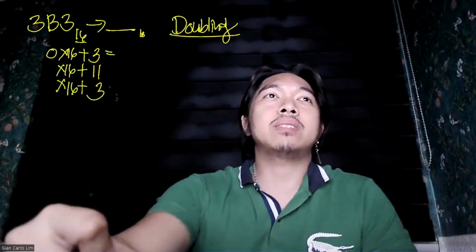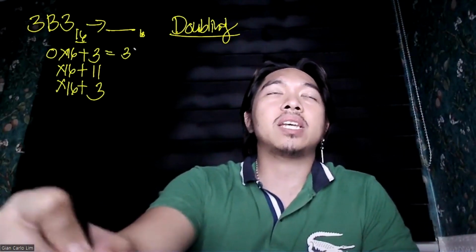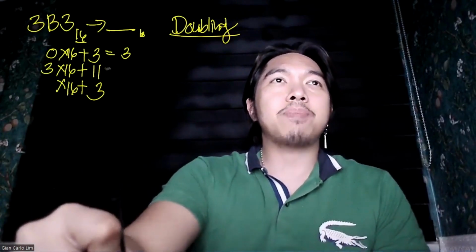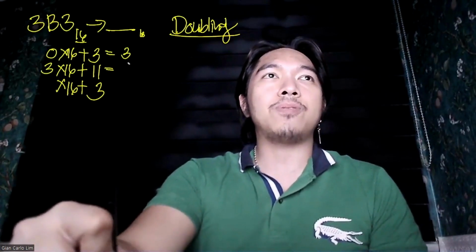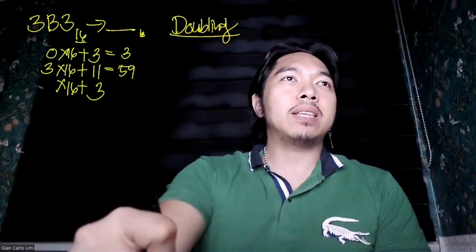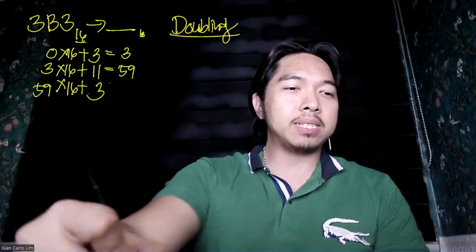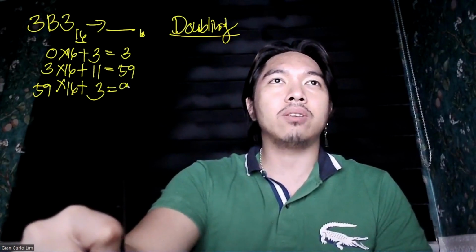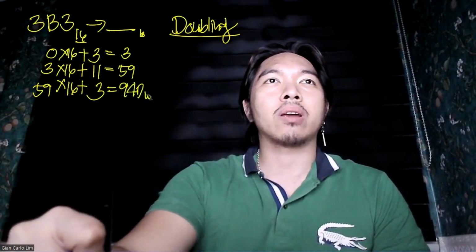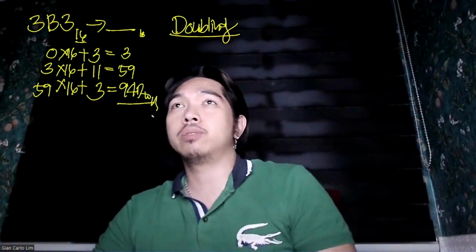Now, 0 times 16 is 0 plus 3, so this is 3. 3 times 16 plus 11, so that is equal to 59. 59 times 16 plus 3, so that is 947. And that is now our decimal conversion.